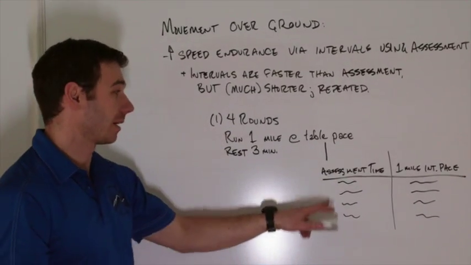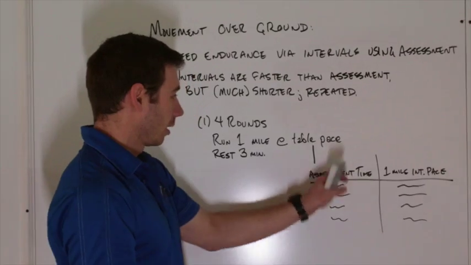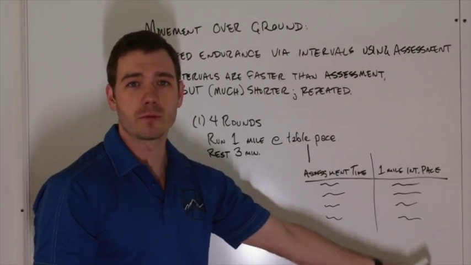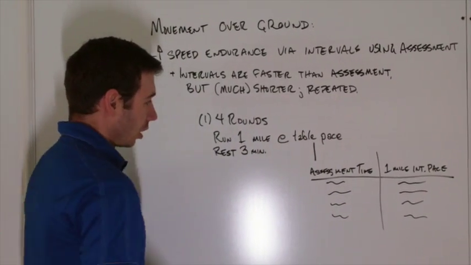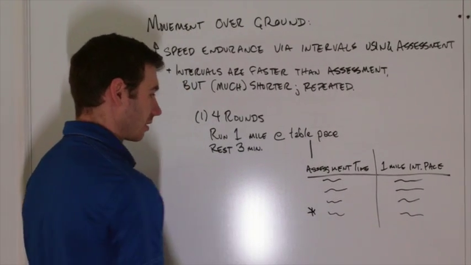What at table pace means is that we will always include, either on the website or in the training program, a table. That table will list assessment times. It'll have multiple columns. It will list assessment times, and it will list 1 mile interval pace times. You'll find your assessment time. Let's say that your assessment time is listed right here.